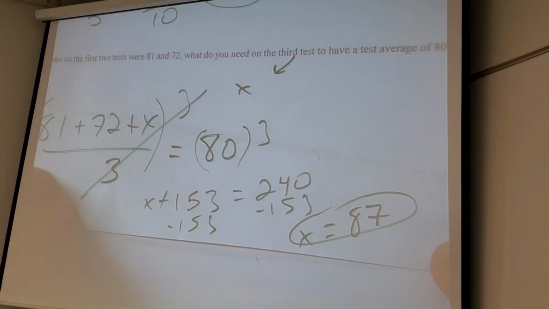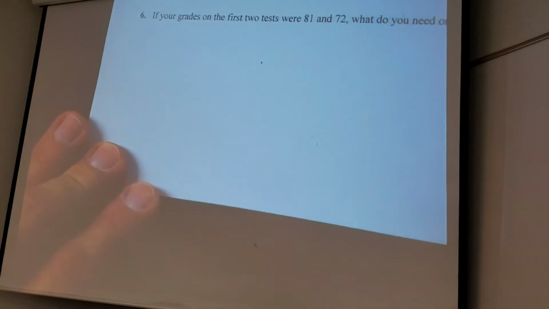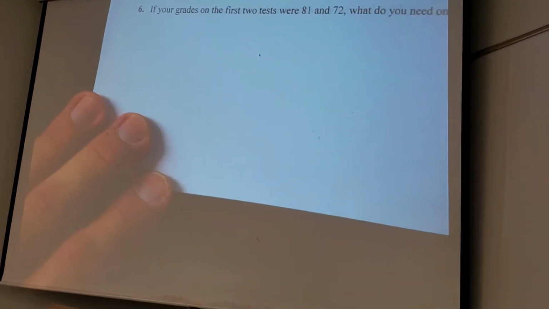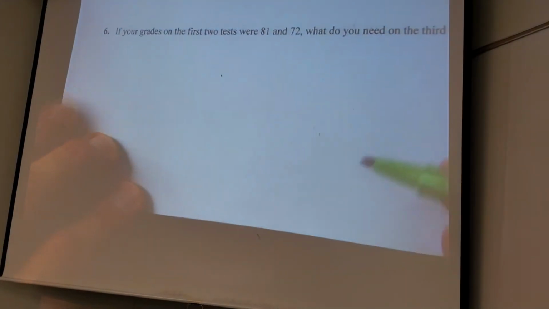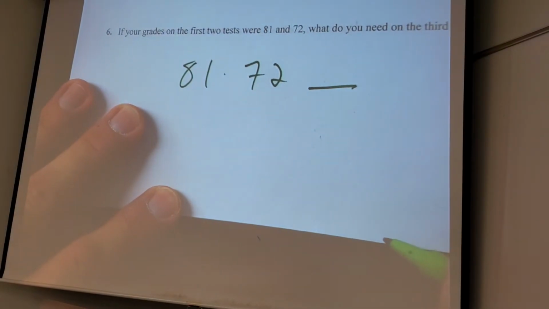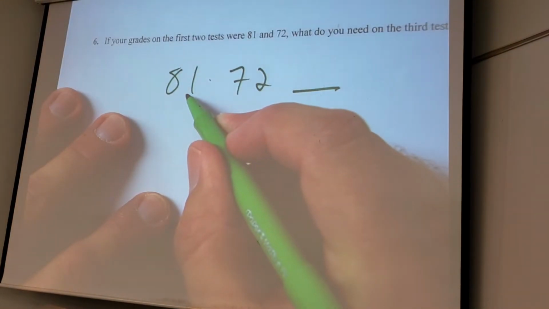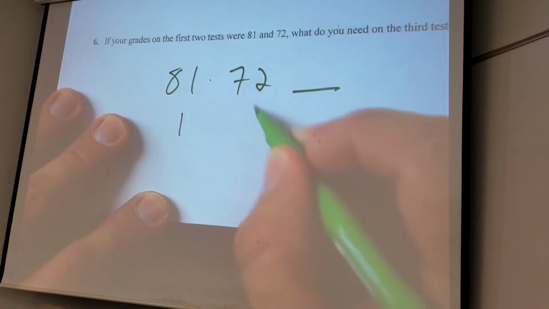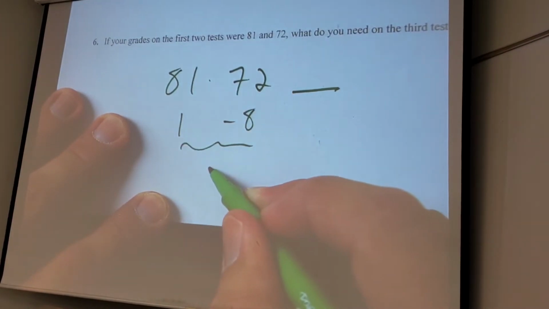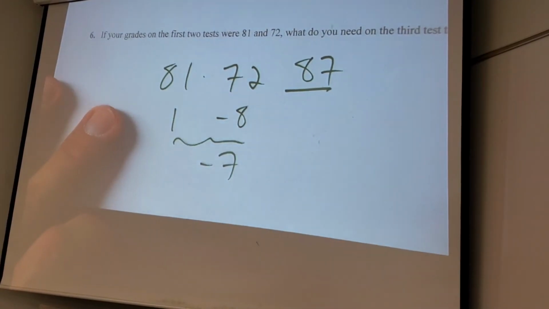All right. Let me show you another way to do this. I'm not trying to prove to you that algebra is always unnecessary. I'm just trying to prove to you that algebra is one tool that is sometimes the best tool. Here, there's an interesting way to do this. 81, 72, and something. Three grades. How far away from 80 is this? 1 up. How far away from 80 is this? 8 down. So how far away from 80 am I total right now? 7 down. So this one better be 7 up to make the average come out to be 80.